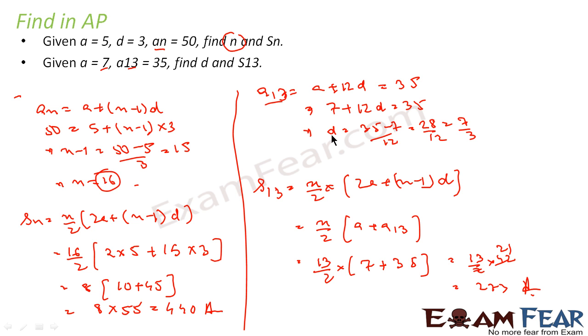Very simple. See, a13 was given and a13 is a plus 12d. a was given, we wanted the value of d. d was 7 by 3. Now they ask us to find the sum of 13 terms. We can use the formula n by 2 into (a plus a13), because a13 is l, and we know that the sum of terms is nothing but n by 2 into (a plus l). We can use the other formula also, but that will be longer. Since we already know a and a13, we can directly use this formula and we have got the answer.